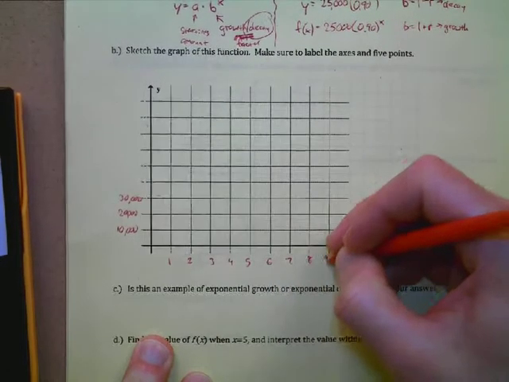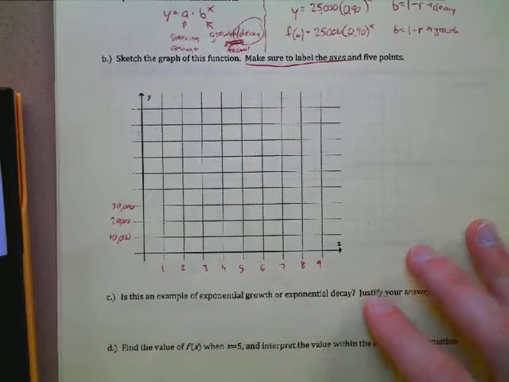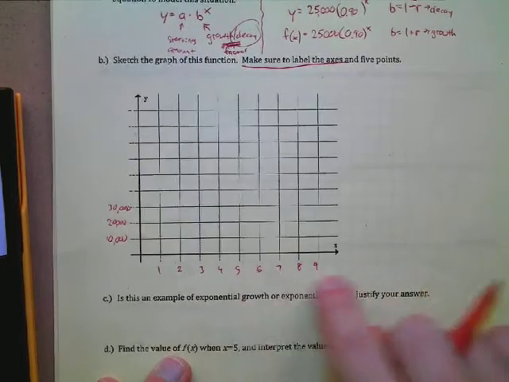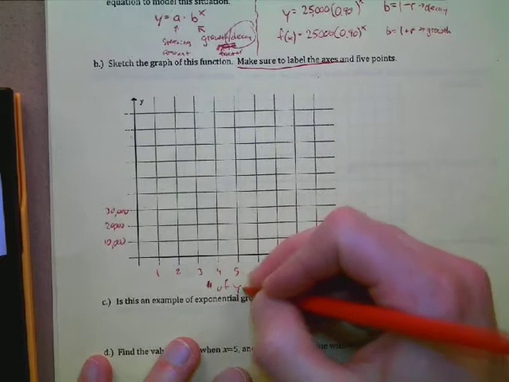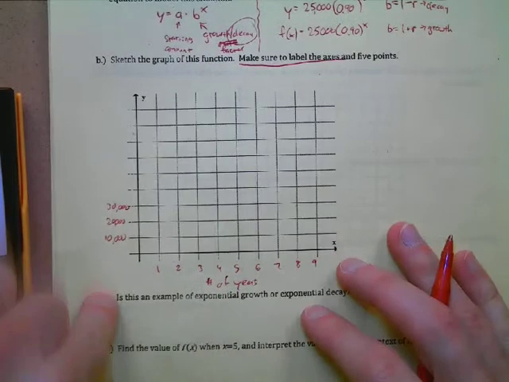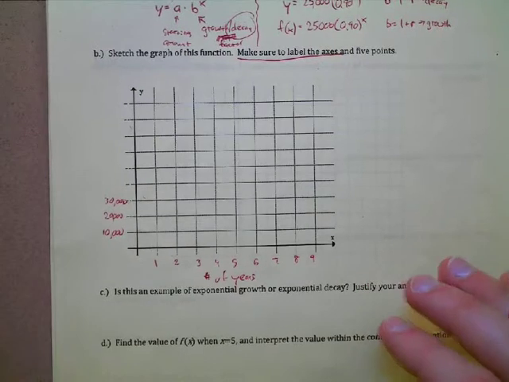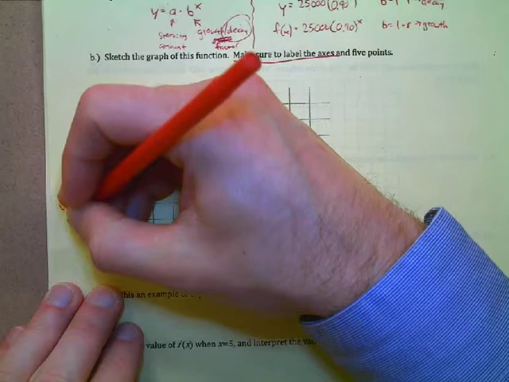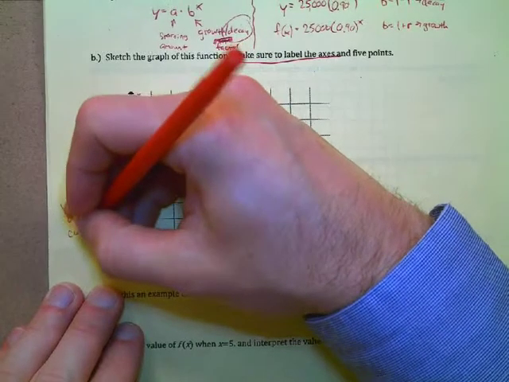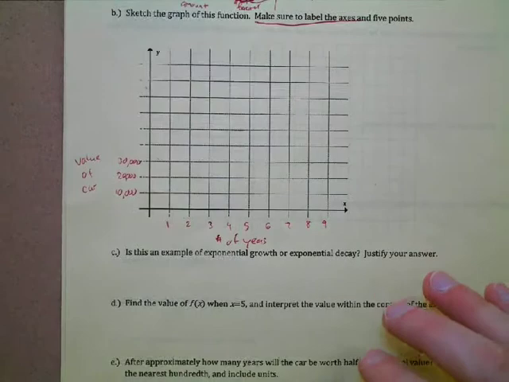Now it says be sure to label the axes. So we want to label the axes here. What do the x value numbers represent? The number of what? Number of years. And what does the y value represent? The what? Price or value, yeah. I'm going to say value of the car.